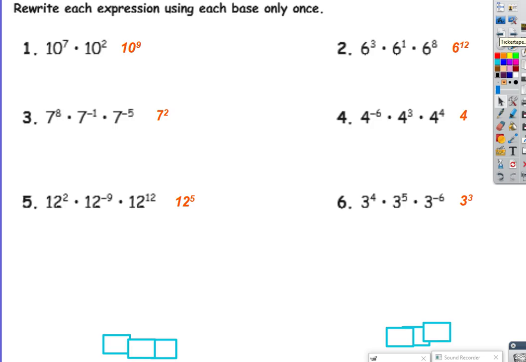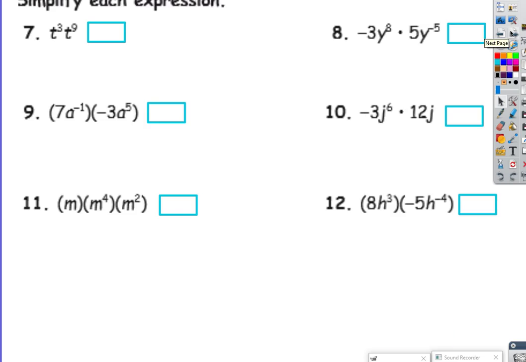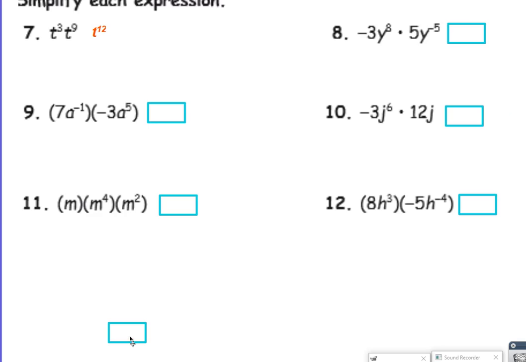Number 7, t to the 12th power. 8, we need to multiply negative 3 times 5 first to get negative 15, and then add your exponents. 8 plus a negative 5 is 3. Negative 15y cubed. Number 9, we have to multiply our numbers.